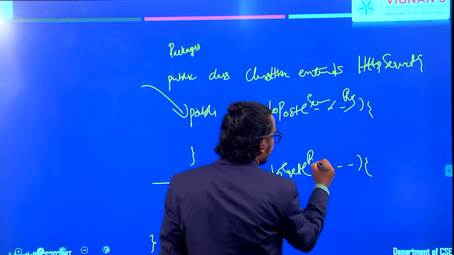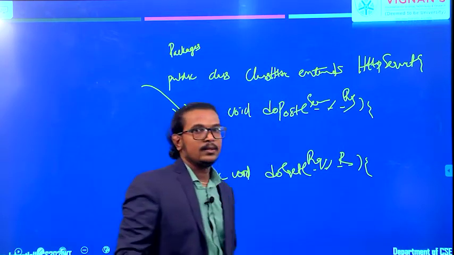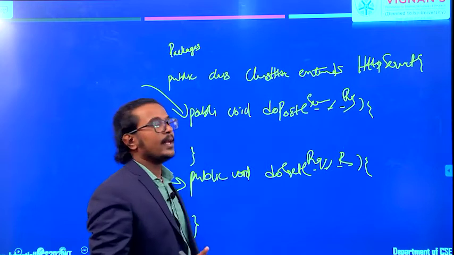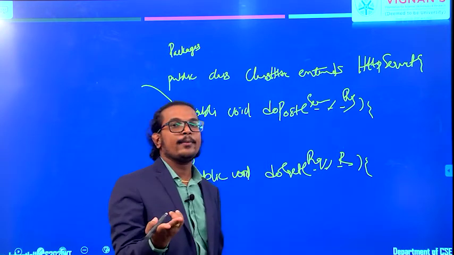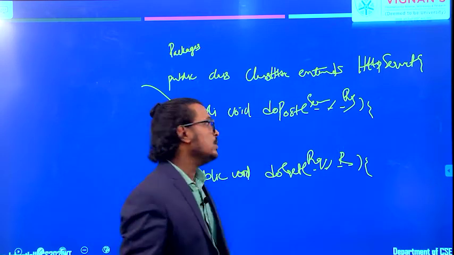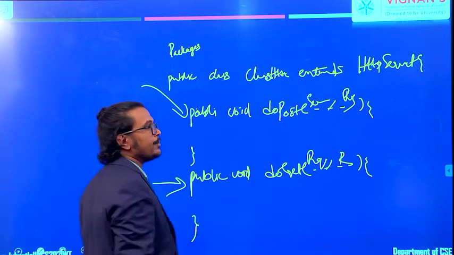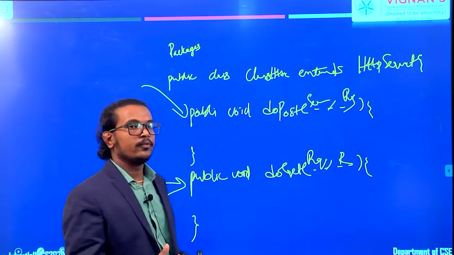Clear? Here also we have two parameters, right? What is the first parameter? The first one is a request and the second one is a response. Clear? So we take that particular request and response and construct the response for the client machine.